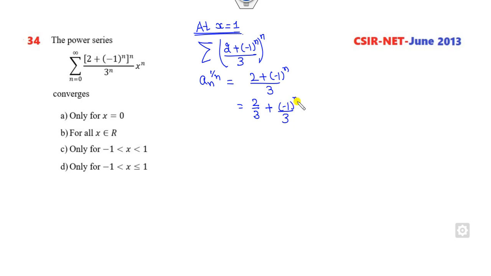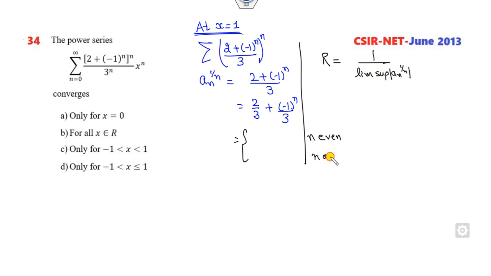So what is the limit of this part? Is it convergent or divergent? Because it's convergent only for this. All okay. We will think about this by the radius of convergence. Fine, that's easy. So I can take the limit supremum of a_n of this part. Now I have to use this. Take n even and n odd.